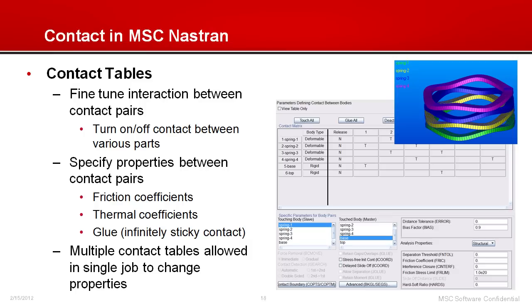So that's what contact tables are for. You use a contact table to specify how each contact body is interacting with each other. In your analysis, depending on the load case that you have, you could have different contact tables. So load case 1, I could have a certain contact situation. Load case 2, I could have a different contact situation, and then I could use a different contact table.